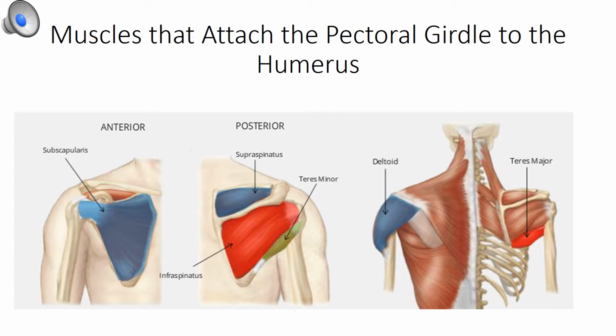Here we can see the muscles that attach the pectoral girdle to the humerus. The teres major, teres minor, supraspinatus, infraspinatus, and subscapularis comprise a group of muscles known as the rotator cuff. This can be seen on the left-hand side image in both anterior and posterior sides of the body. The rotator cuff functions to medially and laterally rotate the humerus and also to provide stability to the humerus as the arm conducts other motions.